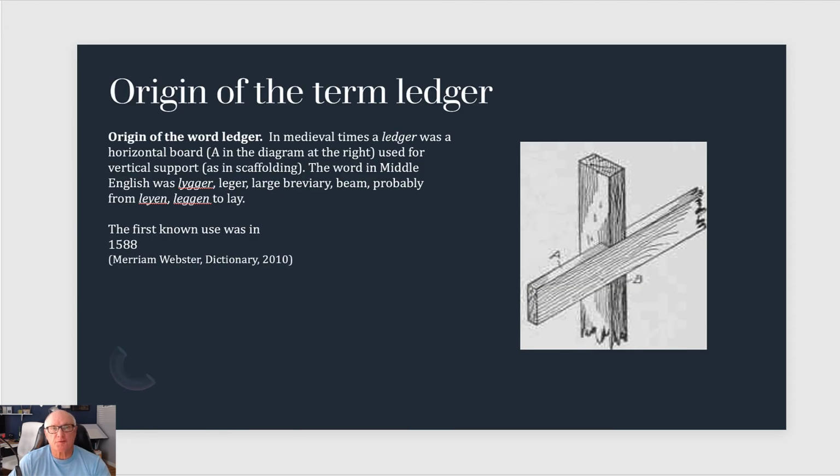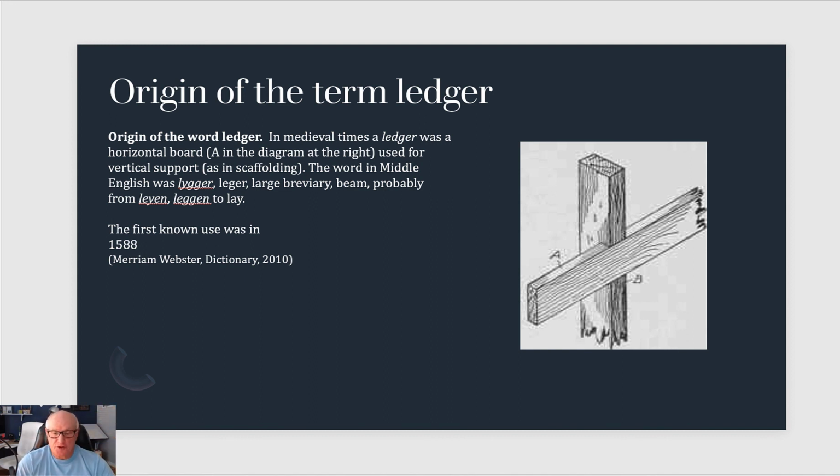And the origin of the term ledger is kind of interesting. In medieval times, a ledger was a horizontal bar, like in a fence, and used to support, as in a scaffolding or a fence. The word in Middle English was legere, a large beam, probably from layan or legan, to lay. It was first used in 1588, which is kind of cool. So it kind of resembles that. Here's the vertical pitch axis, and we have the ledgers right on that.